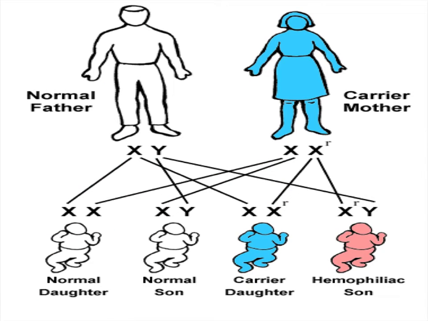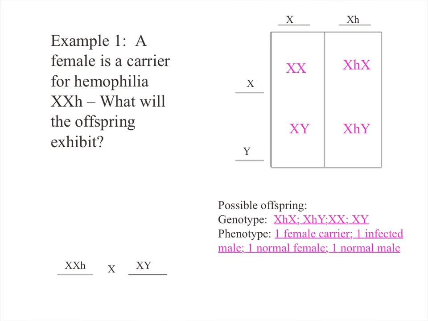So this is just showing the inheritance of a sex-linked disease. If you have a normal male and a carrier female, then all of the females are not going to have the disease because they would have to get an affected X from their dad. But 50% of females would be a carrier and 50% would be normal. And then the males, 50% would get an affected allele from mom and have the disease, and 50% would be normal.